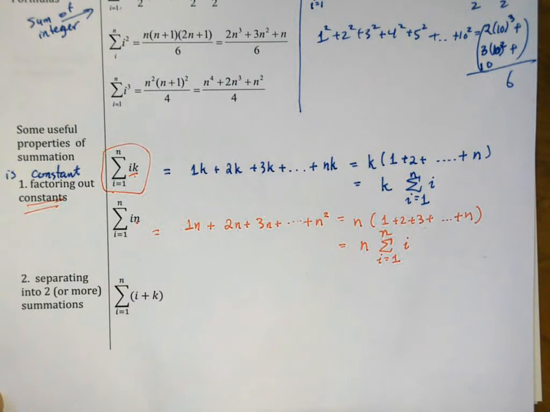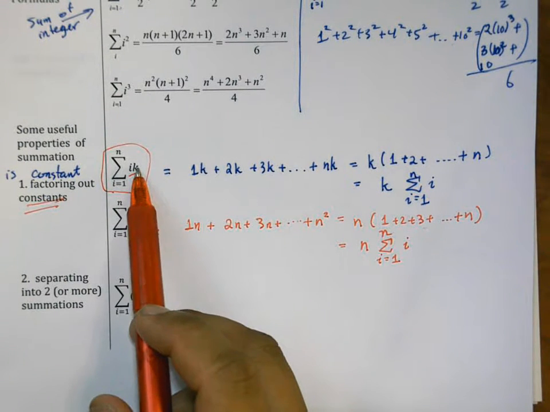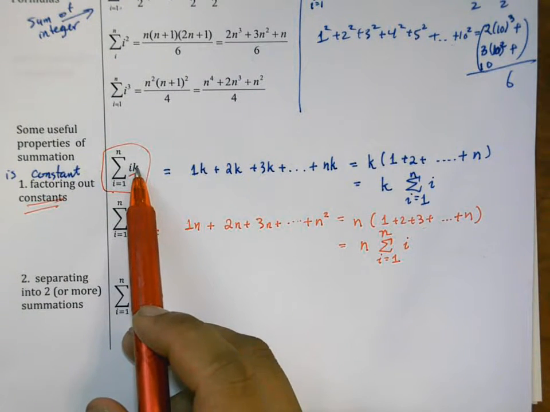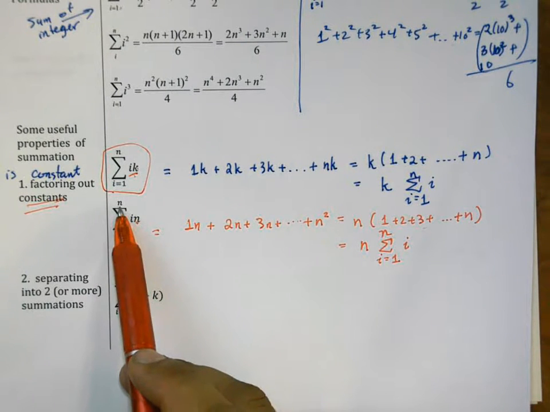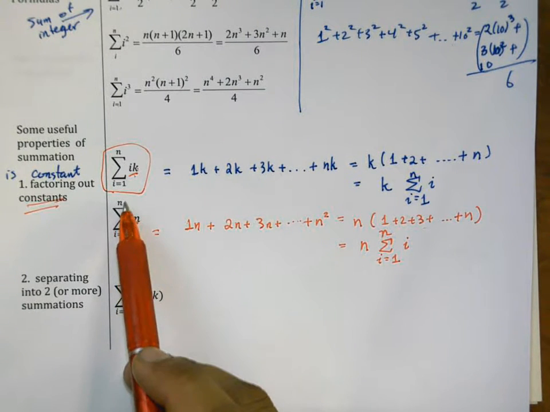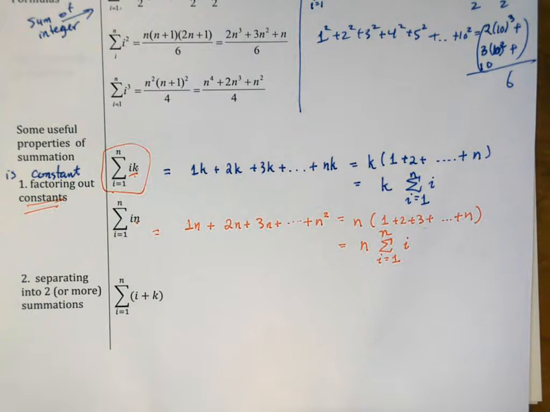So this is what we mean by factoring out constants. When the constant is something given to us, or the constant is something that's part of the summation itself, the ending part of the summation, we could always factor it out.